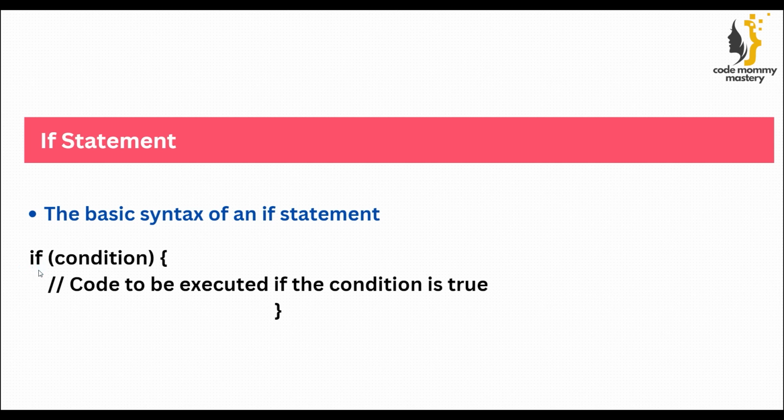The keyword if is followed by a set of parentheses. Inside the parentheses, you provide a condition, which is a Boolean expression that evaluates to either true or false. If the condition is true, the code inside the curly braces immediately following the if statement is executed. If the condition is false, that code is skipped, and the program moves on to the next statement after the if block. Let's make an example.